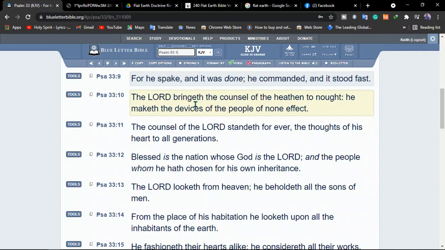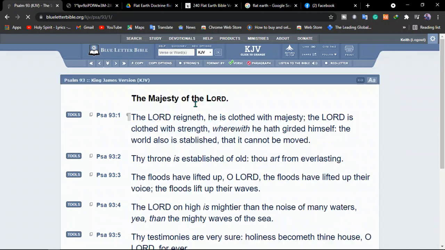Psalms 93:1. All right? The Bible says, the Lord reigneth. He is clothed with majesty. The Lord is clothed with strength, wherewith he has girded himself. The world also is established. It cannot be moved. Are you seeing this one? The world is established. It cannot be moved. It can't move even one inch.